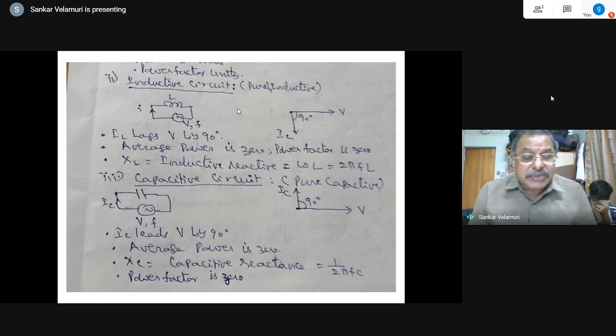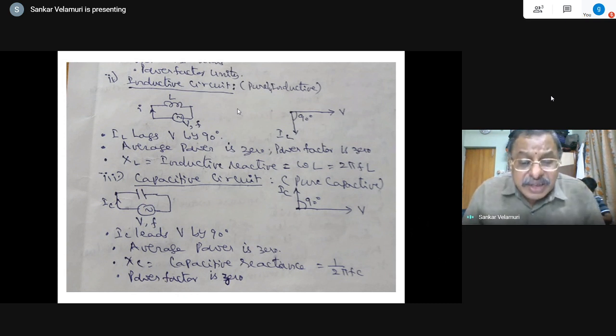XL is the inductive reactance. Now this is where I need to mention the difference between the steady state components and the property of the inductance. In the DC circuit analysis, I mentioned that in initial conditions and final conditions it acts as an open circuit or short circuit. Here, L is in henries, omega is 2 pi f, where f is the frequency, and omega is the angular frequency in radians per second, which is well known to you. Omega L is equal to XL, known as the inductive reactance.